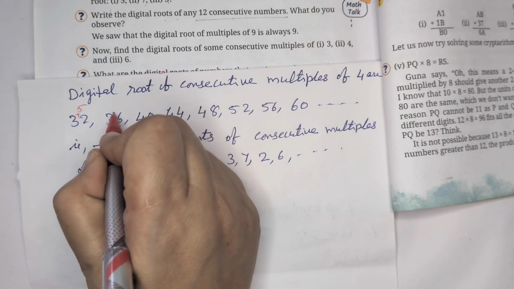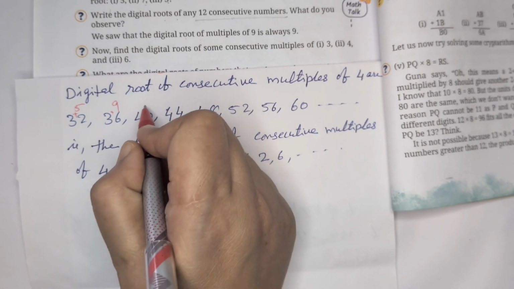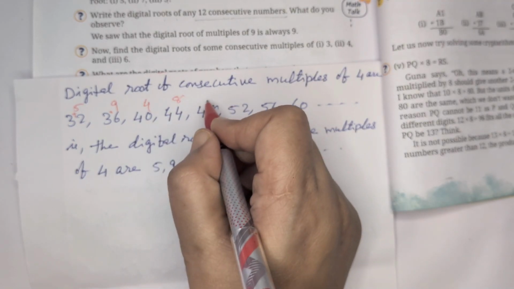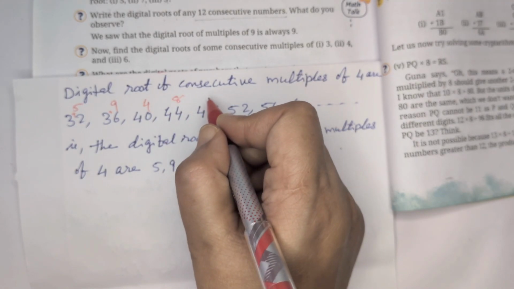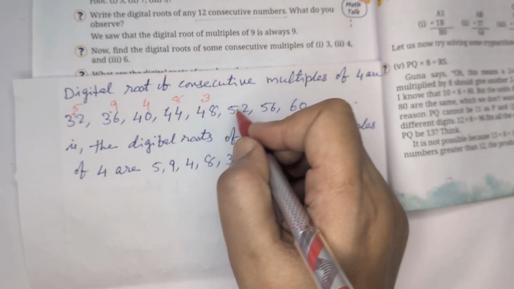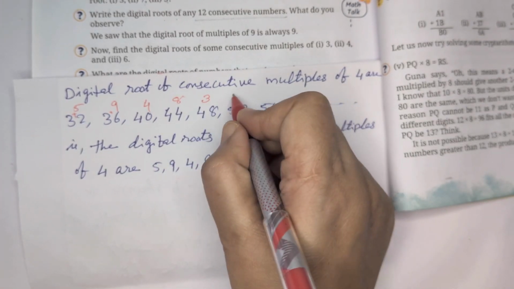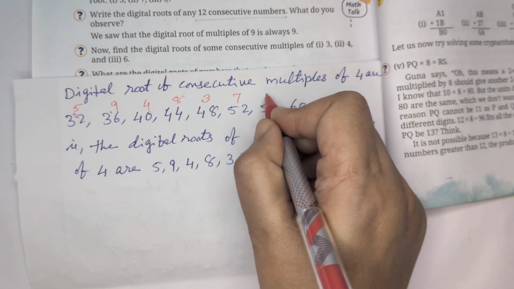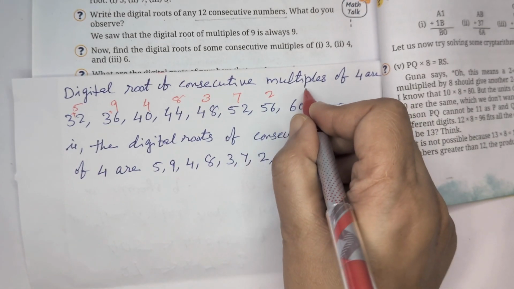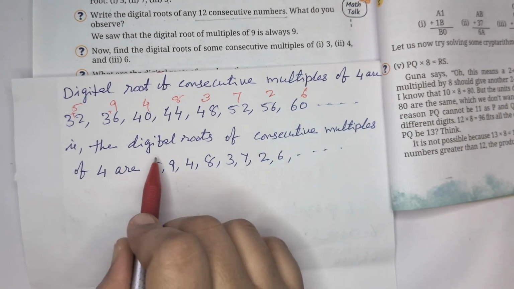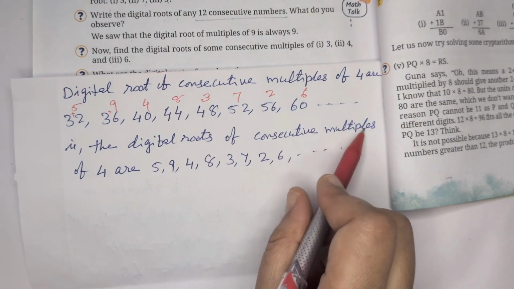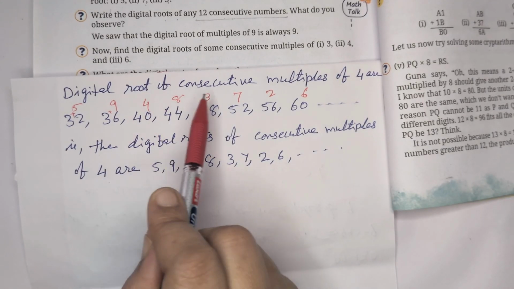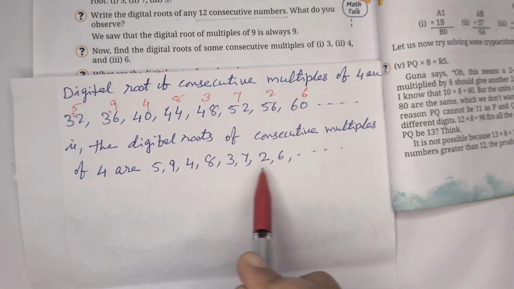36, 3 plus 6, 9. 40, 4. 44, 4 plus 4, 8. 48, 4 plus 8, 12. 12 again when we are adding, it will come 3. 52, 5 plus 2, 7. 56, 5 plus 6, 11. 11 when we are adding, 2. 60, 6, etc. So we can write the digital roots of consecutive multiples of 4 are 5, 9, 4, 8, 3, 7, 2, 6, etc.